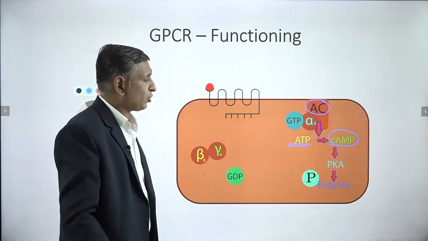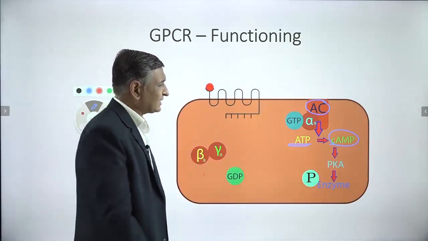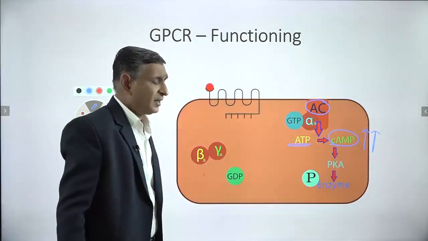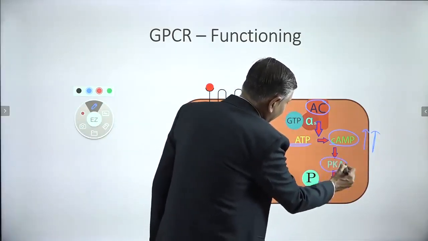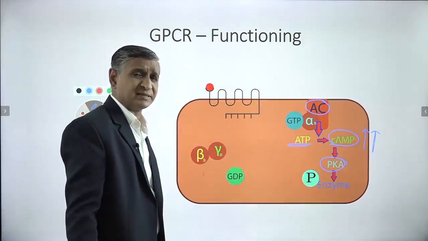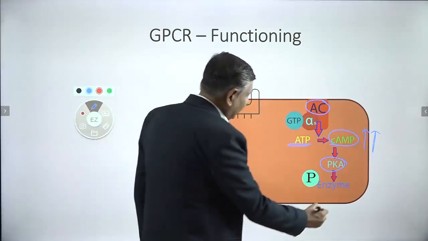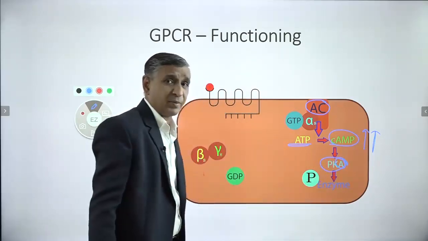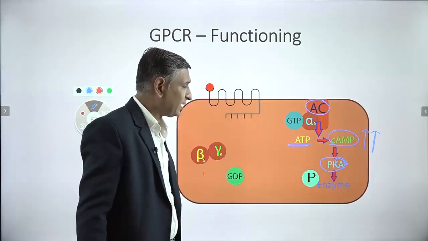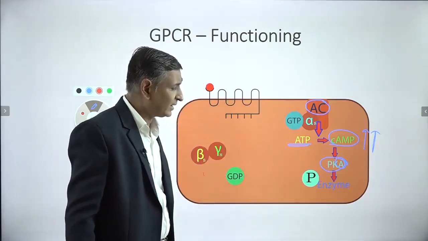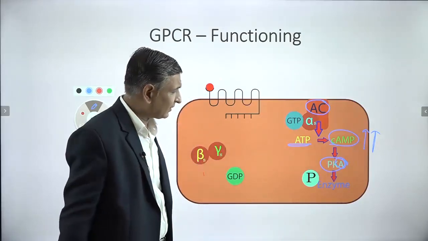Now this is a very important point. Rise in the cyclic AMP levels is responsible for the activation of PKA. What is this PKA? That is protein kinase A. A is there because it is activated by cyclic AMP. For cyclic AMP, A is being written there, for adenosine, and that's why A is written there.